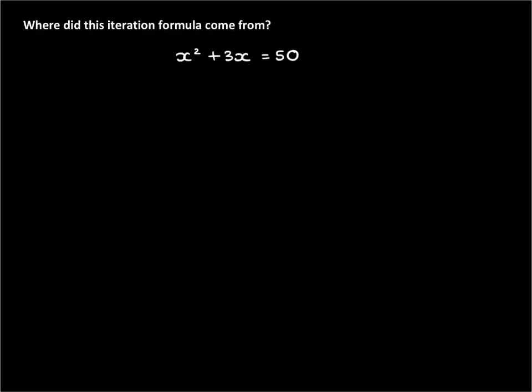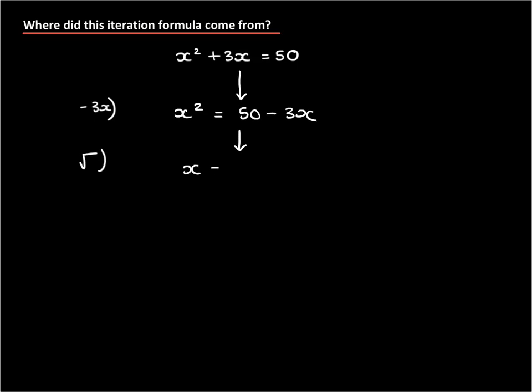So, where did this iteration formula actually come from? Let's start by discussing this. So, the original equation, the quadratic equation which we solved using the quadratic formula, was, in its starting format, x squared plus 3x equals 50. Now, here's what I'm going to do with this. I'm going to start off by subtracting 3x from both sides. Now, this gives me x squared equals 50 minus 3x. And I'm then going to square root both sides, so x is equal to the square root of 50 minus 3x.